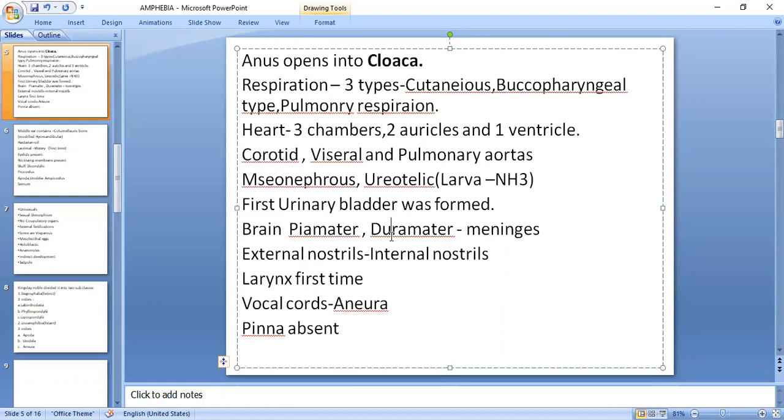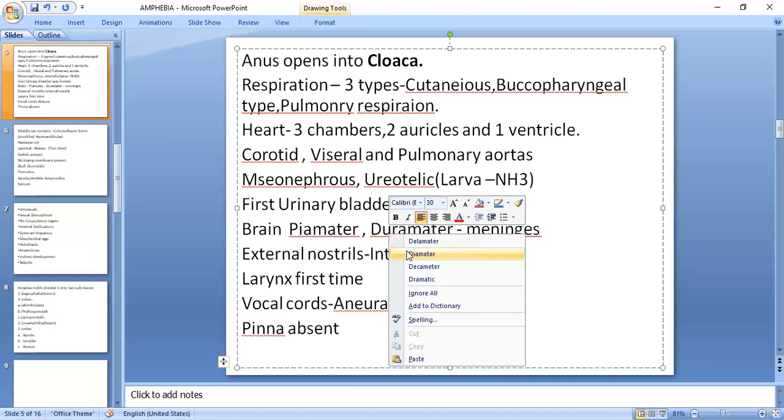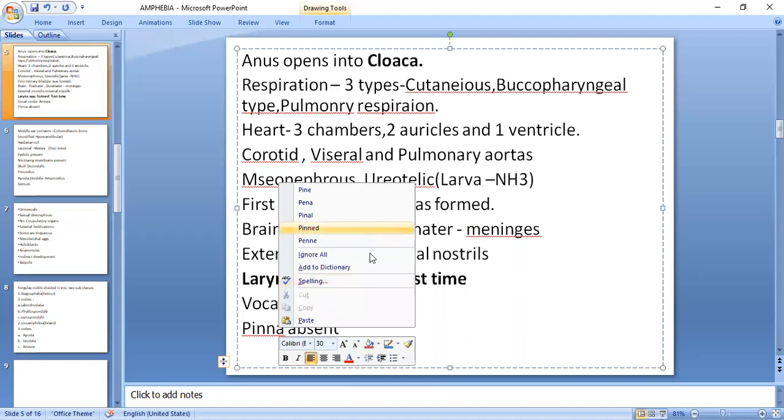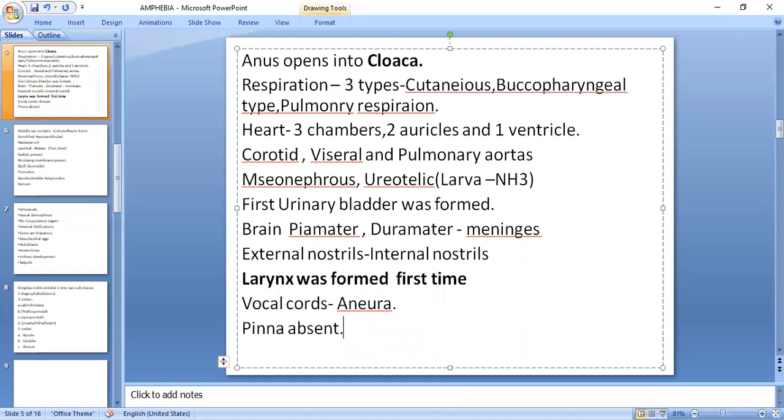So that is about the brain and meninges. The external nostrils open into internal nostrils. The larynx was formed for the first time in the whole animal kingdom, in amphibians. Vocal cords are present in the order Anura, and the external ear is absent.